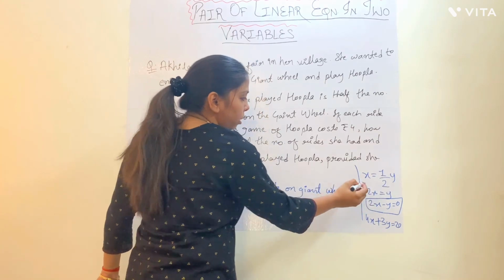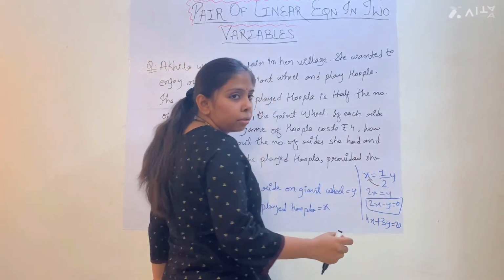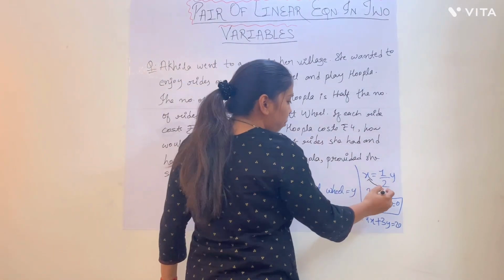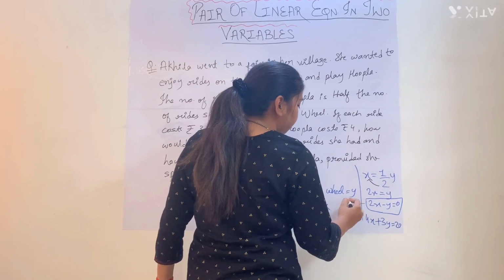If we take 2x is equal to y, then the equation is 2x minus y is equal to 0. This is our first equation.